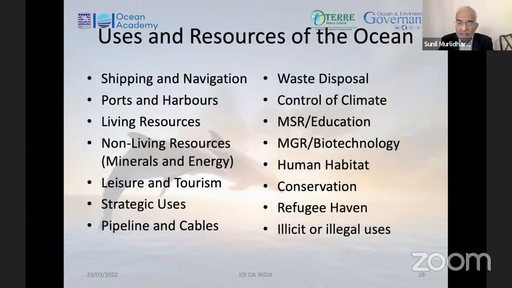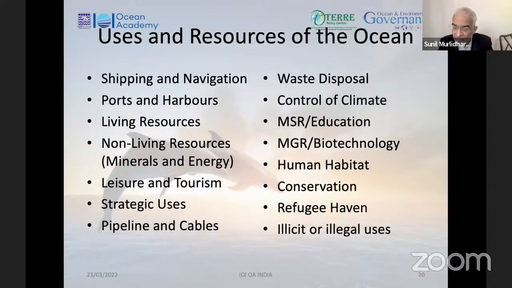So then, this is a list I have actually prepared, and I believe and I trust that this is quite an exhaustive list of uses and resources of the ocean. And I use these two terms quite advisedly, uses and resources, where resources, again, correct me if I'm wrong, give an implication that there is something that you take out. Okay, that is a resource.